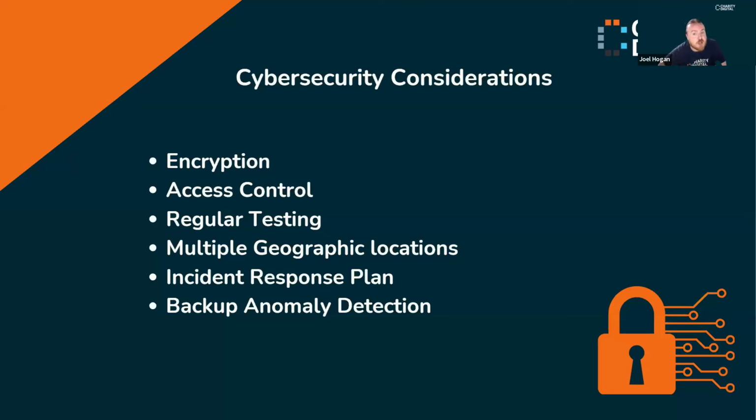Now, ideally, you'll also want to develop a response plan to address backup failures, cyber attacks, and even natural disasters, and ensure all key staff are familiar with the plan. And you'll also want to implement backup anomaly detection systems that monitor backups for unusual patterns, such as unexpected deletions. This could help you indicate if there has been a security or data breach or possible corruption.